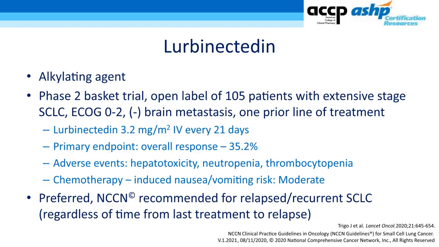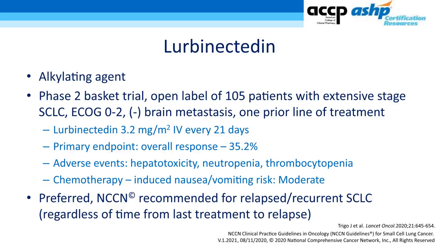As we round out the category of treatments for small cell lung cancer, I would like to highlight again the newest approved agent, which received its approval in June, lurbinectedin. Lurbinectedin is an alkylating agent and was evaluated in a phase 2 basket trial of 105 patients with extensive stage small cell lung cancer with an ECOG of 0 to 2. Important to highlight, these patients receiving therapy did not have brain metastases and had had at least one prior line of treatment.